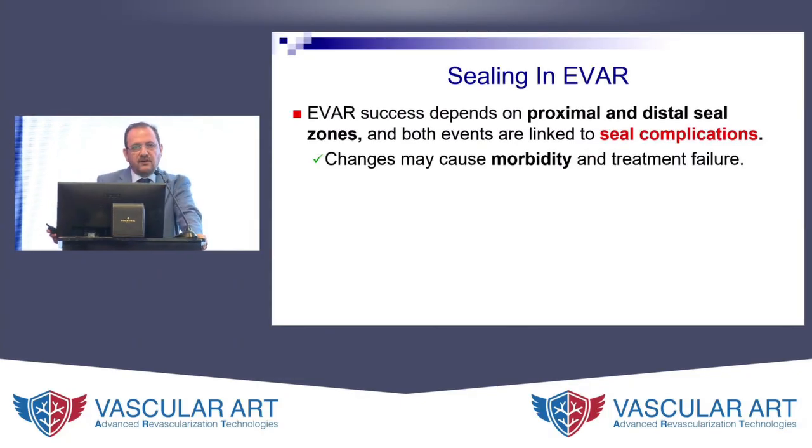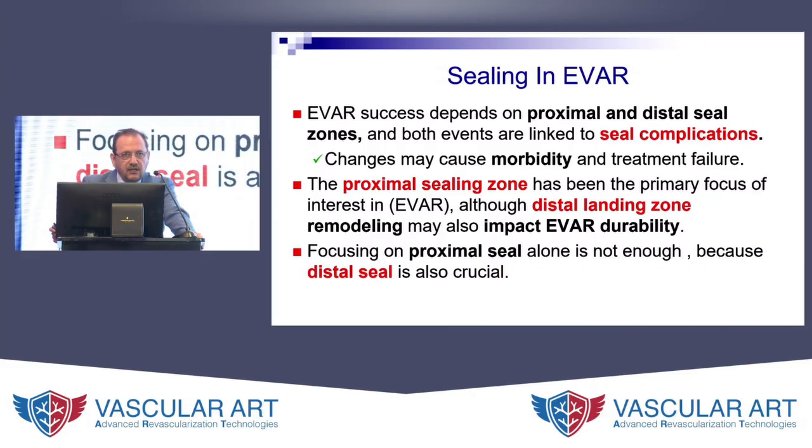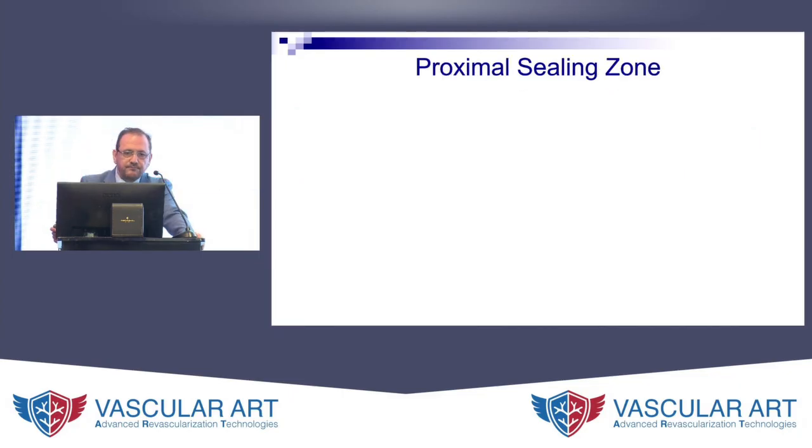We know the EVAR success depends on proximal and distal landing zones, and both are linked to seal complications. Any changes in the seal increase morbidity and treatment failure. The proximal sealing zone has always been the primary focus of interest in EVAR, although distal landing zone remodeling also impacts EVAR durability. For this reason, just focusing on the proximal sealing zone is not enough, and we have to focus on the distal zone too, to get a good outcome after EVAR.